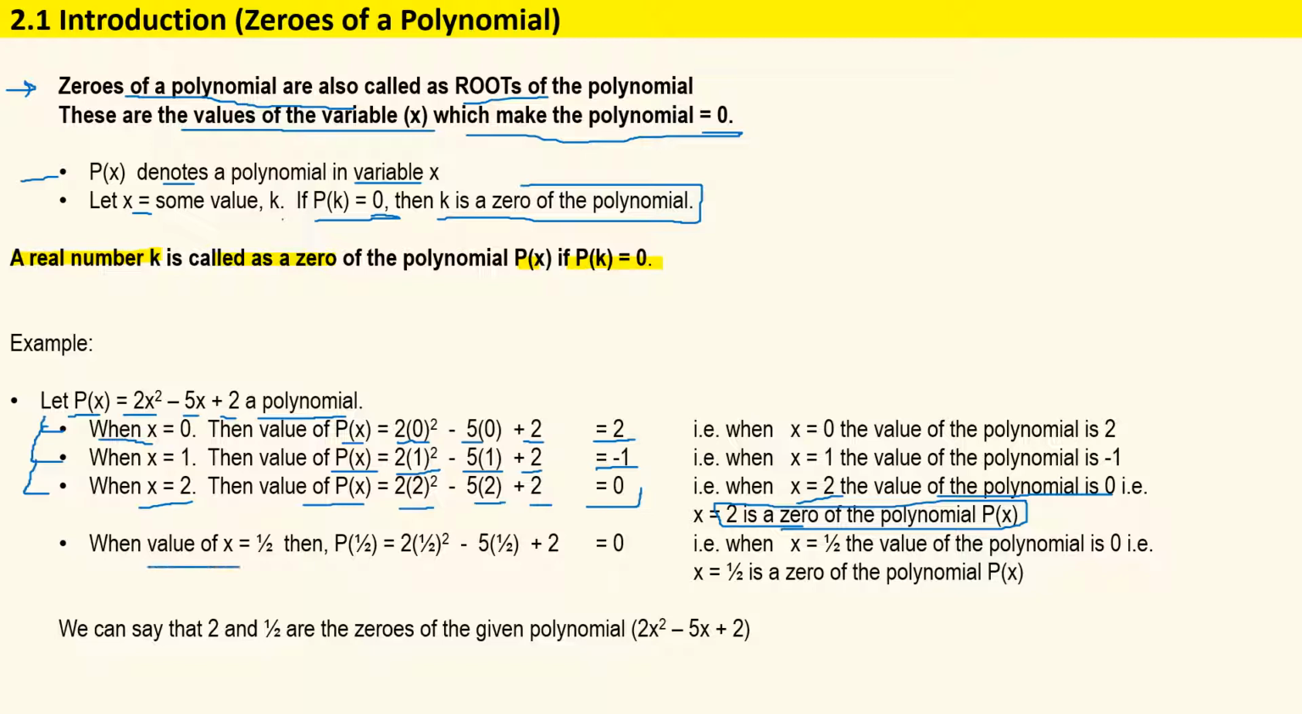Similarly, when the value of x is equal to half, then p(half), that is the value of the polynomial p(x), becomes 2 multiplied by half squared minus 5 multiplied by half plus 2, which is equal to 0. And we can say that half is a zero of the polynomial p(x). So in this example, we can say that 2 and 1 by 2 are the zeros of the given polynomial 2x squared minus 5x plus 2.